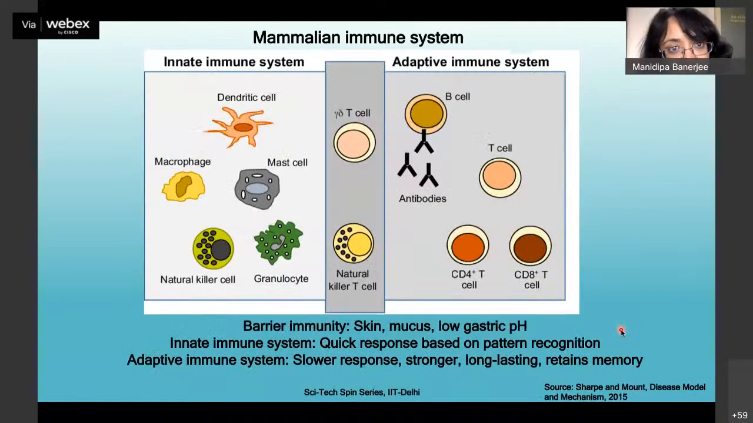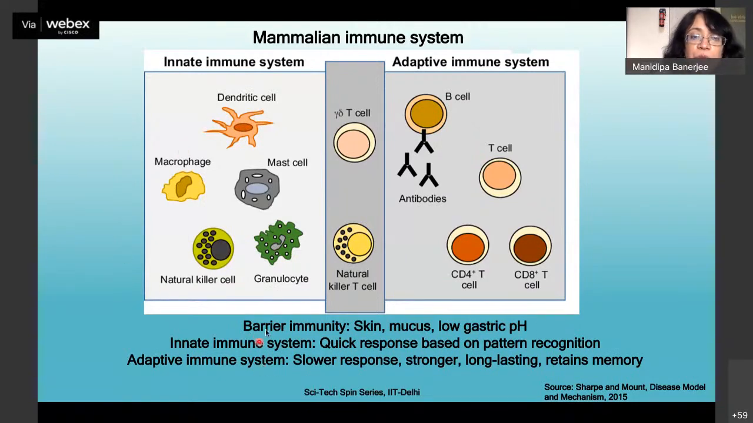What does the immune system do? Again, not going into too much detail, just the basics. Our immune system can be divided into two parts. One is an innate immune system, another is an adaptive immune system. Innate immune system gives a quick response. It recognizes patterns. Let's say it will recognize an RNA virus. It cannot tell whether it's chikungunya or dengue, but it will recognize that this is an RNA virus, right? And it is a very quick response. So it tries to kill viruses that it recognizes as some kind of intruder.